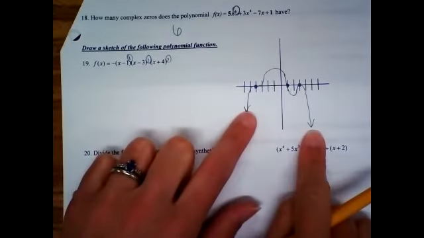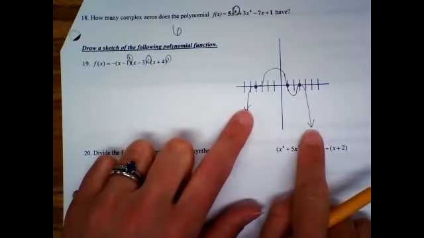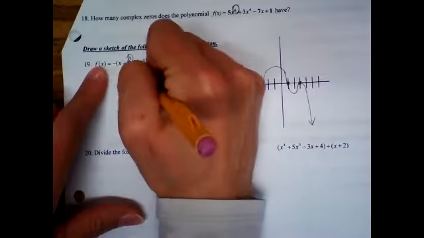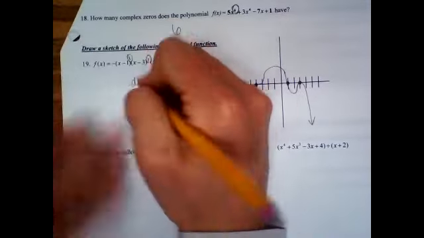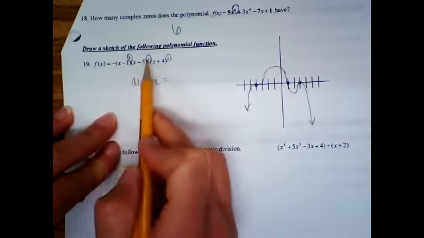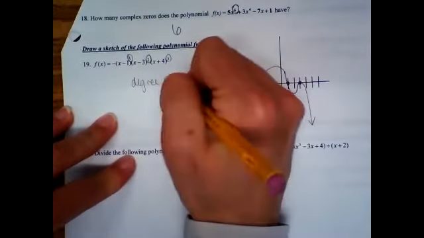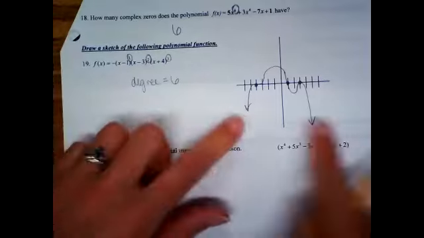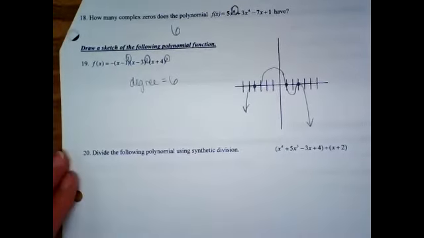Now people like to check, are the ends going the correct way? You can check by looking at the degree. If you add up these powers, 1 + 2 + 3, you get 6. 6 is even, and they're going the same way. So you can do that to check.